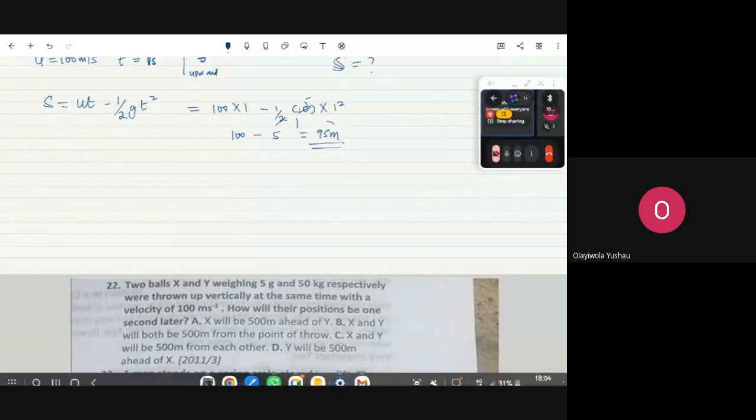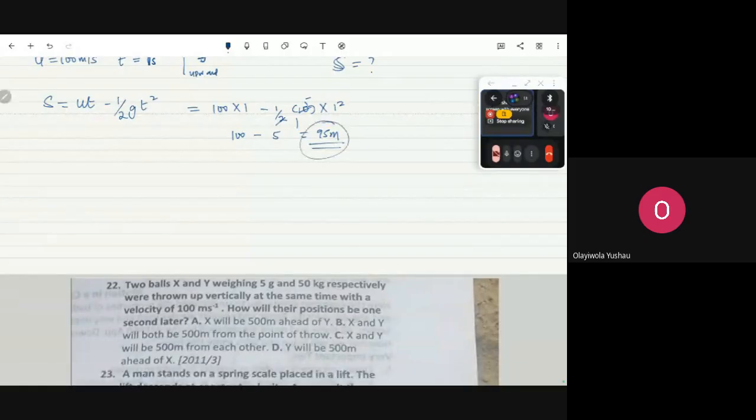We have 95 meters here. I have a solution. How would the positions be 1 second later? X will be 500 meters ahead of Y. X and Y will both be 500 meters from the point of flow. X and Y will be 500 meters from each other. Sometimes you need to read the question before you know the answer.